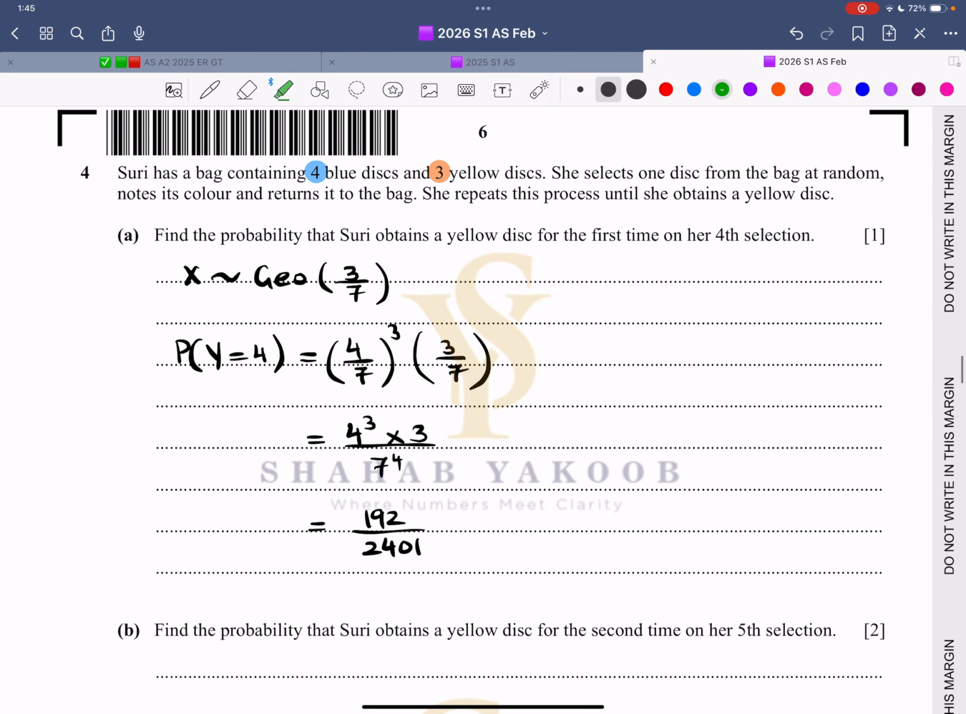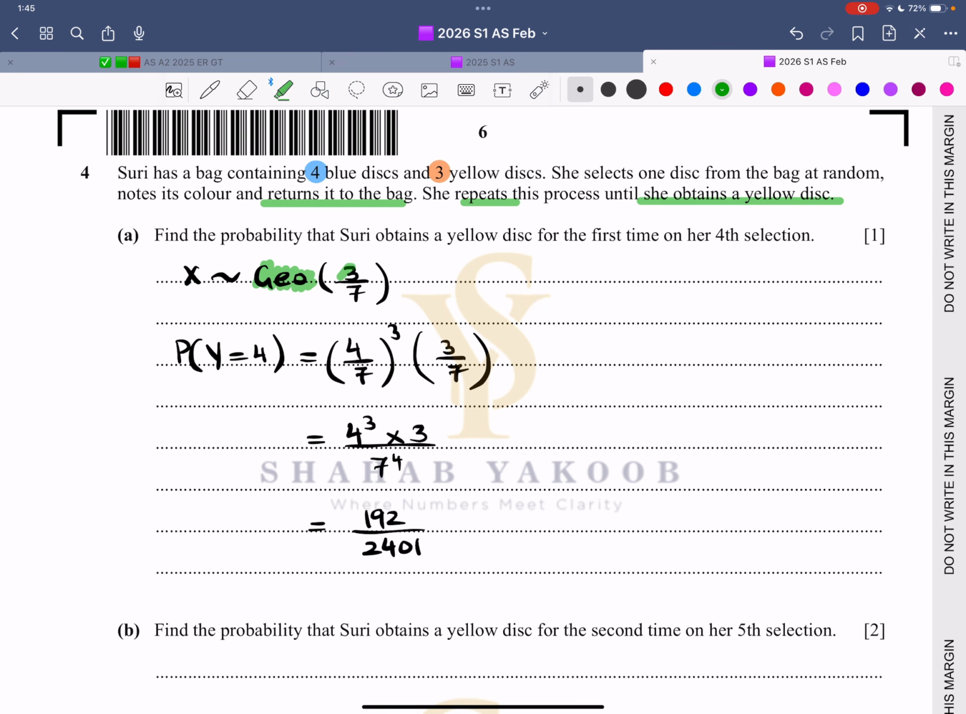Question number 4. Suri has a bag containing 4 blue and 3 yellow discs. She selects one disc from the bag at random, notes its color, and returns it to the bag. So now this is returns to the bag. That means the probability is unchanged. She repeats this process until she obtains a yellow disc. That is why it's a geometric probability distribution.